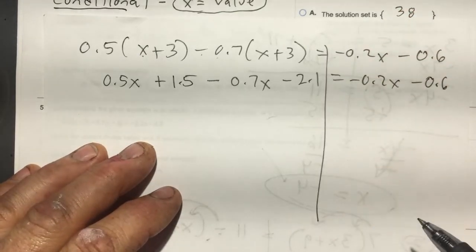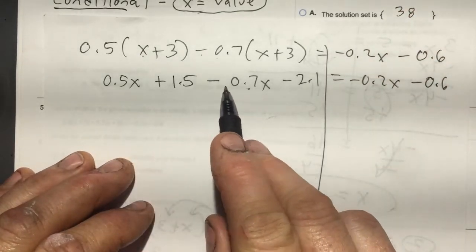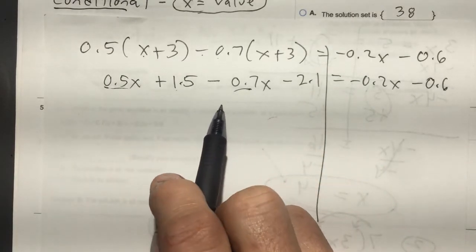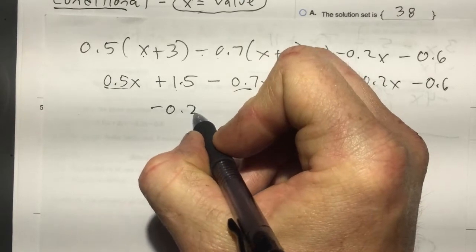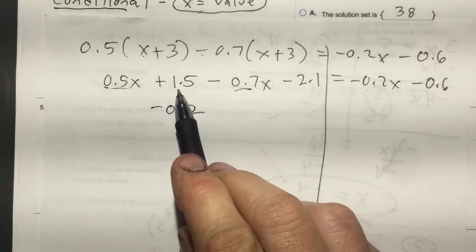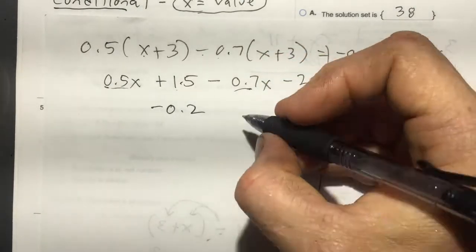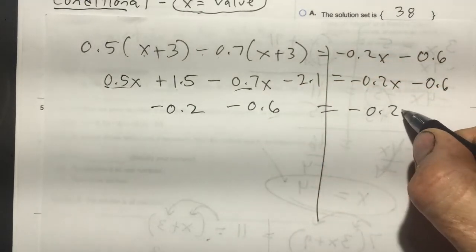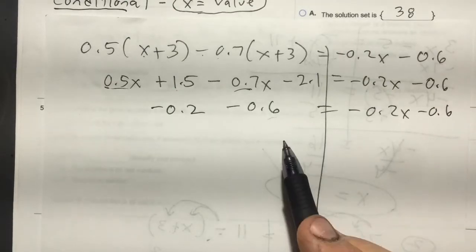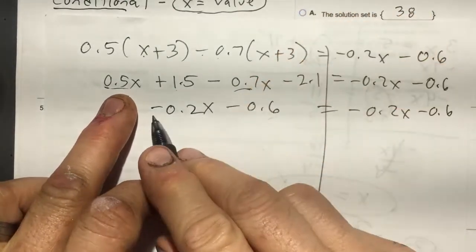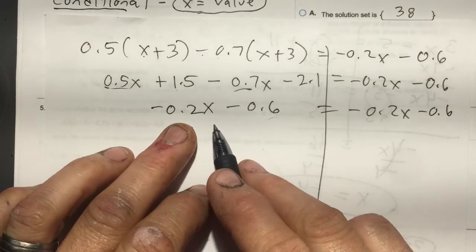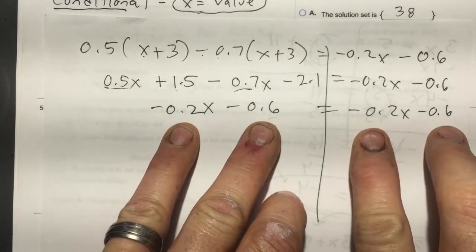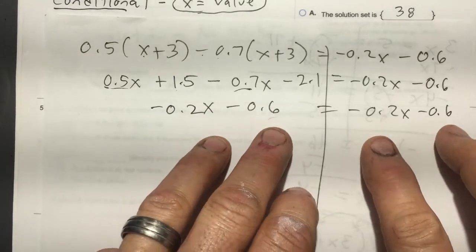Now here's my equals right here. On this side I've got like terms, these go together and those go together. So 0.5 minus 0.7 is negative 0.2, and 1.5 minus 2.1 is negative 0.6. And look here, negative 0.2x on both sides. I've got the same thing on both sides. Do you notice that?